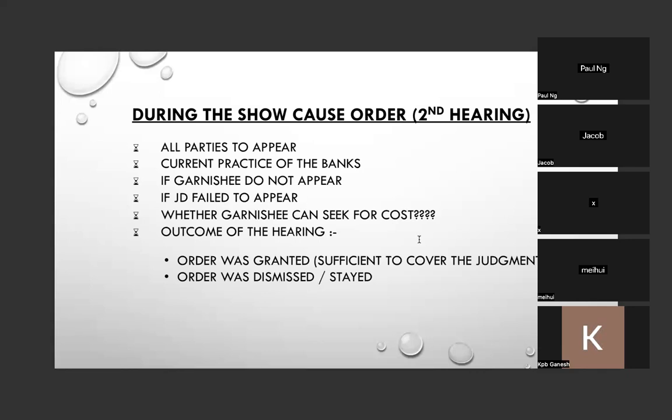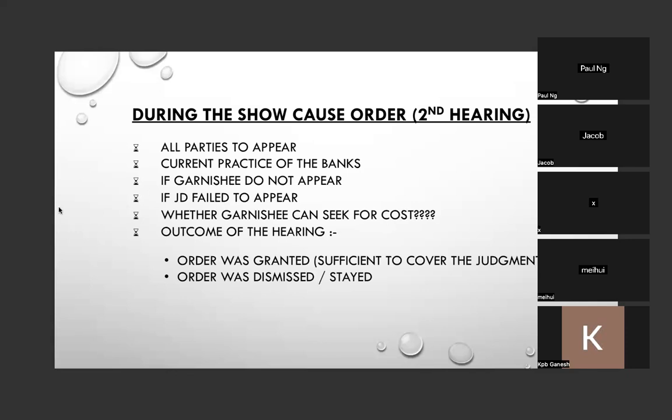200, 300, a transport cost. Okay, they can ask for it. So what will happen to the frozen amount of the money? Okay, first they will actually pay out the cost to the garnishee. That will be the first priority. Okay, then only they will cover the judgment sum. All right.